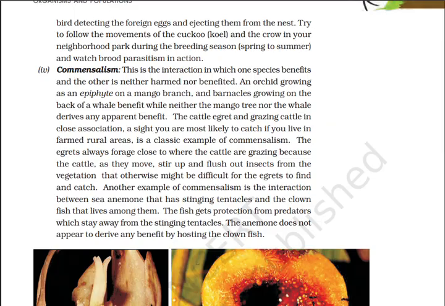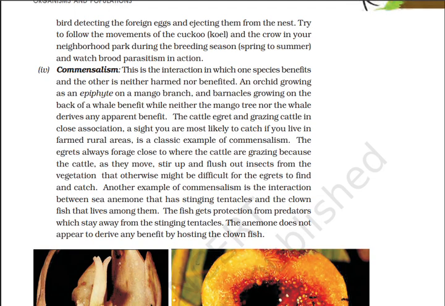Fourth, commensalism. This is the interaction in which one species benefits and the other is neither harmed nor benefited. An orchid growing as an epiphyte on a mango branch and barnacles growing on the back of a whale benefit, while neither the mango tree nor the whale derives any apparent benefit. The cattle egret and the grazing cattle in close association, a sight you are most likely to catch if you live in farmed rural areas, is a classic example of commensalism.